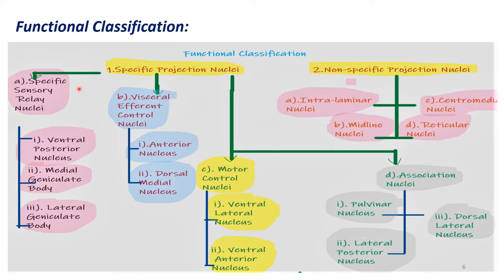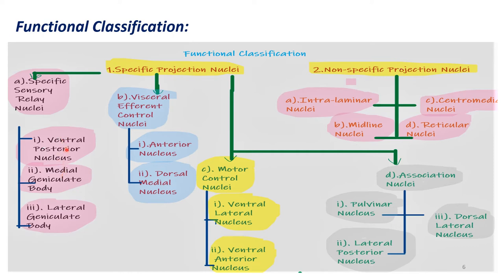Now these four groups of nuclei, 1, 2, 3, 4, are again further divided into different groups depending upon the function of the nuclei. In the specific sensory nuclei, we have the ventral posterior nucleus, and then we have the medial geniculate body, and we have the lateral geniculate body. If you remember, the ventral posterior nuclei, the medial geniculate body and the lateral geniculate body belong to the ventral group of the lateral part of the thalamus.